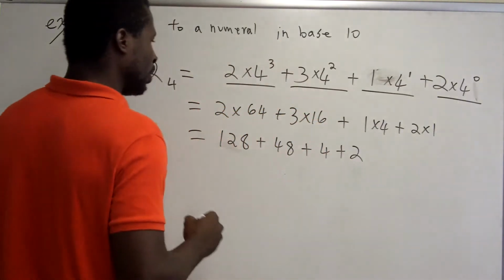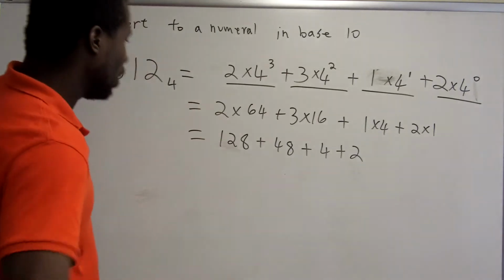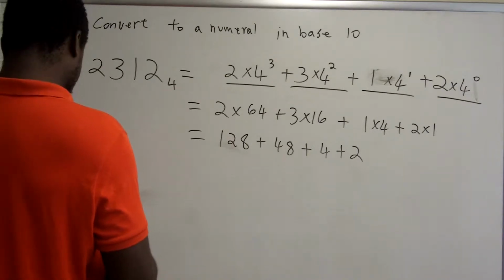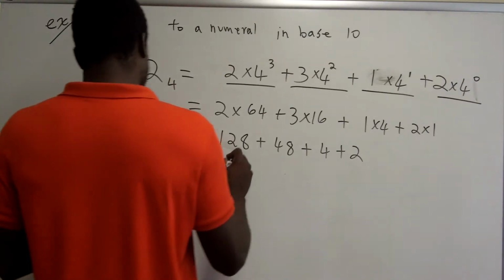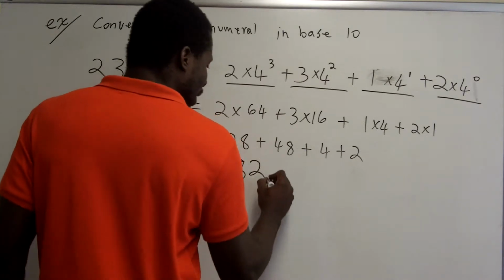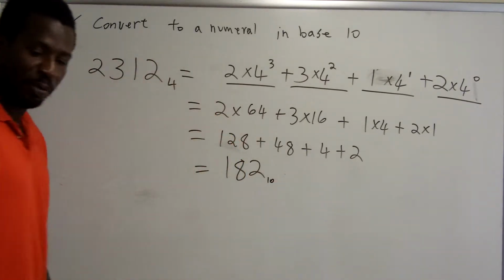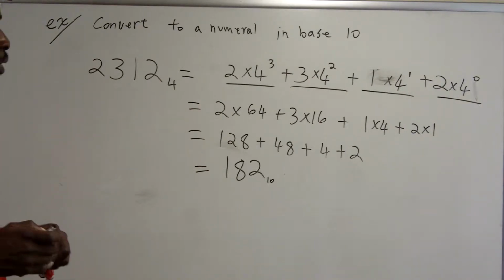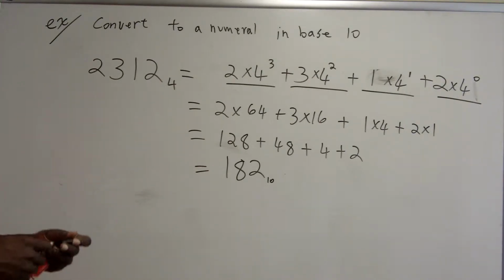Let's see what this gives us. 128 plus 48 plus 4 plus 2, and I get the number 182, and that's base 10. You can either put a subscript of 10 on it, or you can just leave the subscript off, because anytime we write a number without a subscript, we assume that the base is 10.